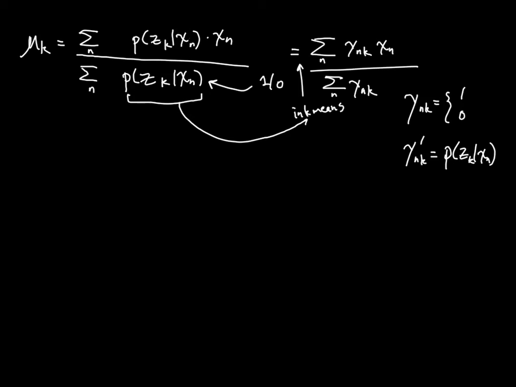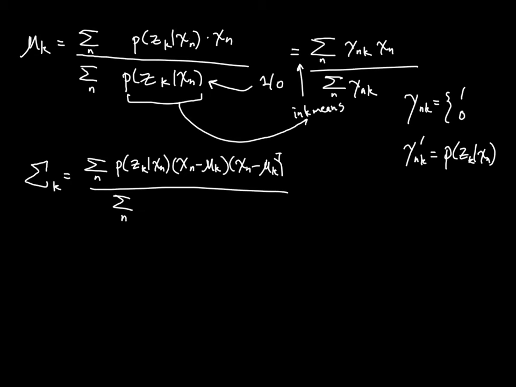And now our sigma k, we also need to calculate this, right? And it turns out that it's going to be the probability of zk given xn times xn minus mu k, xn minus mu k transpose, divided by the summation over n of p of zk given xn.